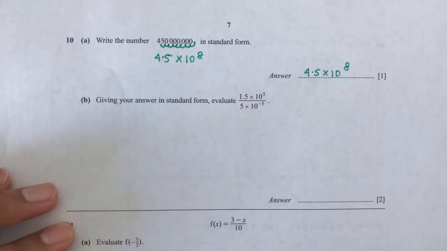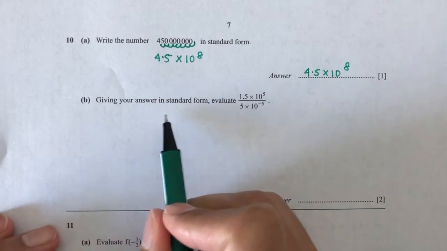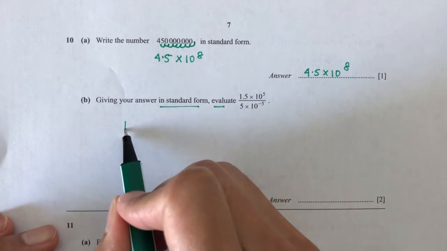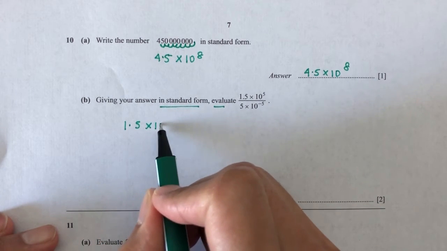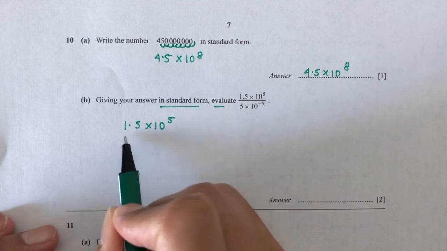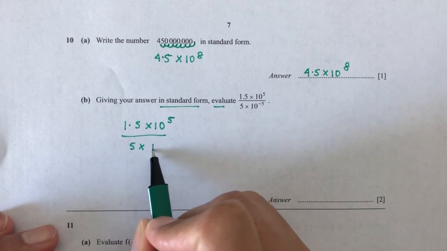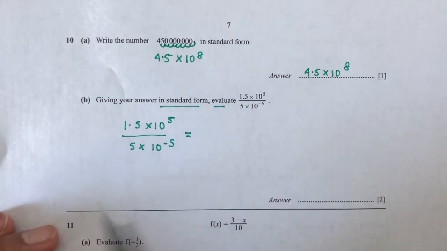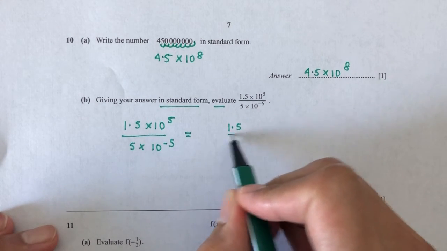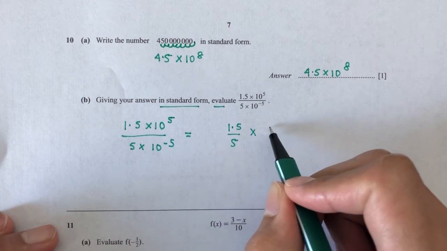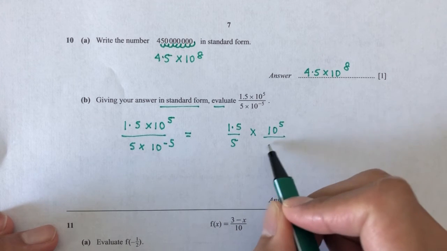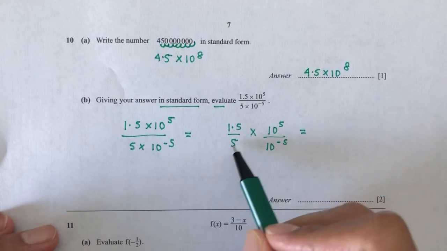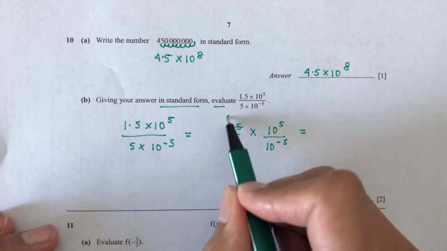Okay. So now part B, giving your answers in standard form, evaluate this fraction. So we have 1.5 times 10 to the power of 5 divided by 5 times 10 to the power of minus 5. Okay, so we can separate those two. So we can just do 1.5 over 5 multiplied by 10 to the power 5 divided by 10 to the power minus 5. Okay, so 1.5 divided by 5, we get 0.3.